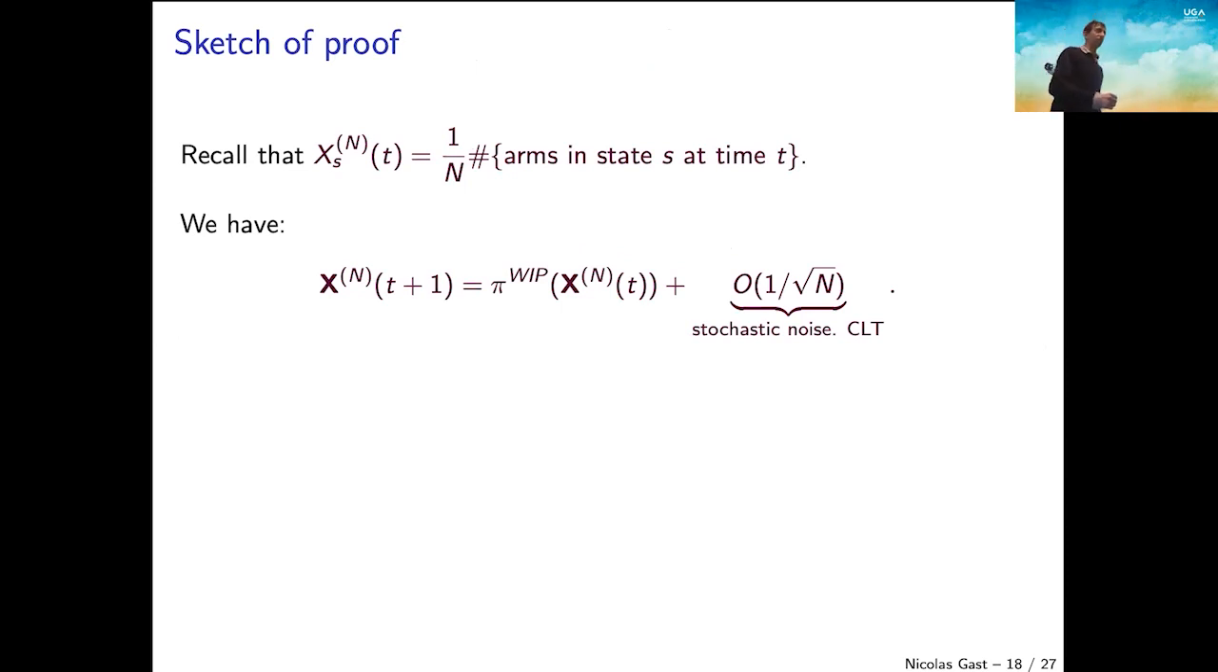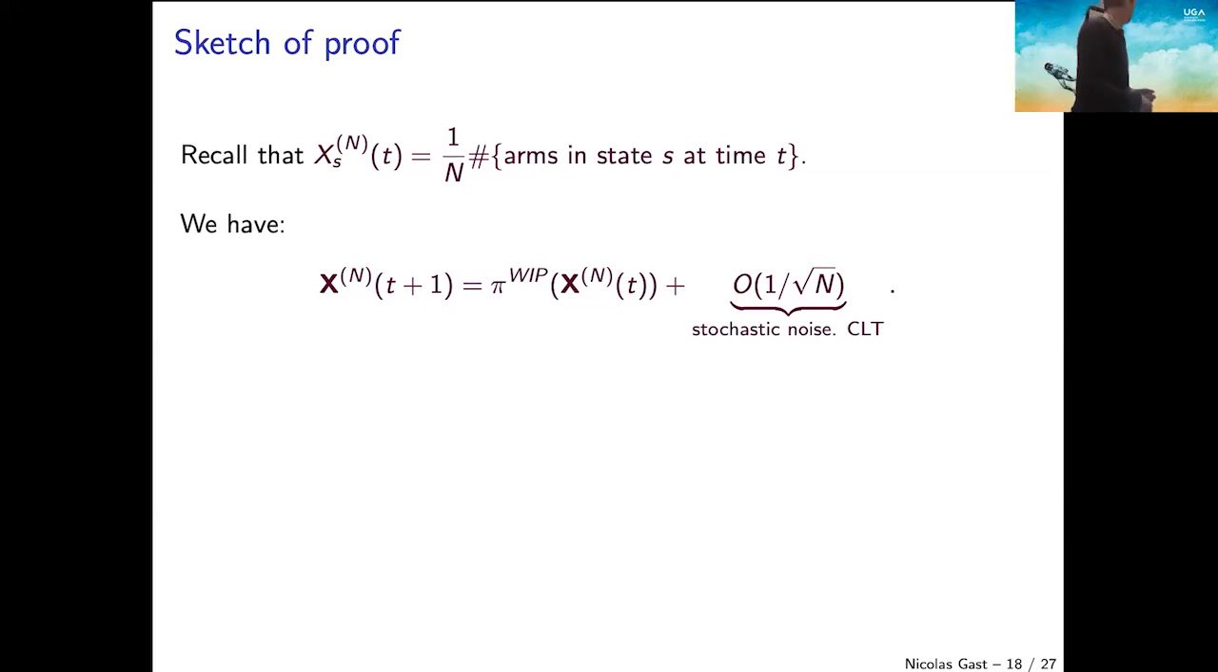Okay, let me prove this result, relatively quickly. The first idea is to look at my state at time t+1, the second state of the stochastic system. This is equal to the expectation, this pi width of xn, and then I have some stochastic noise that comes from some central limit theorem.